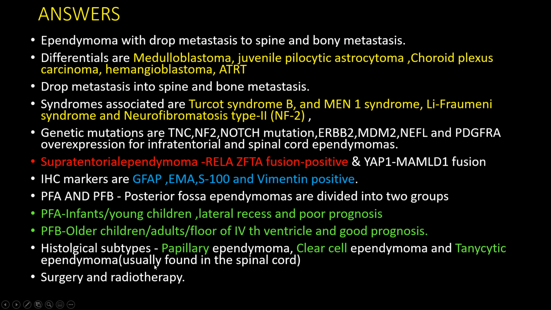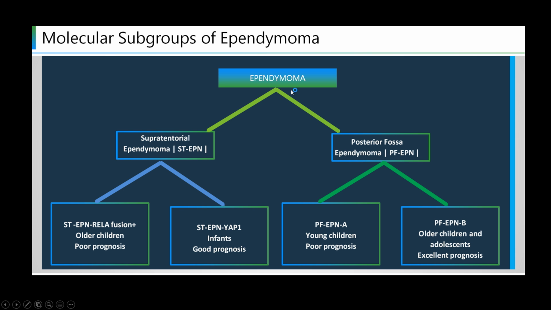What are the three histological subtypes? They are papillary, clear cell, and tanycytic. So what is the treatment? Surgery and radiotherapy, depending upon the presentation and stage of the tumor. So this is one slide where you can see the molecular subgroups of ependymoma.